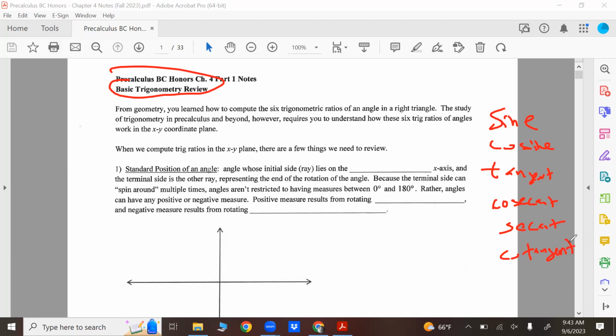Do you know why we use the word co? Does anyone know what the word co stands for? What's it short for? Yes, the co stands for complementary. The sine of 30 degrees, which I know is 1/2, and the cosine of 60 degrees is also 1/2, right? What's 30 plus 60? 90. So these are complements of each other. When these are equal to each other, the angles are complements.